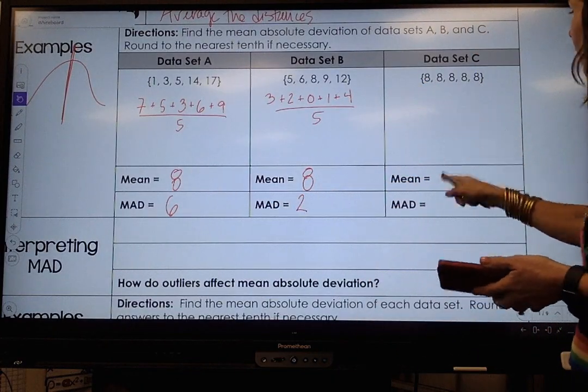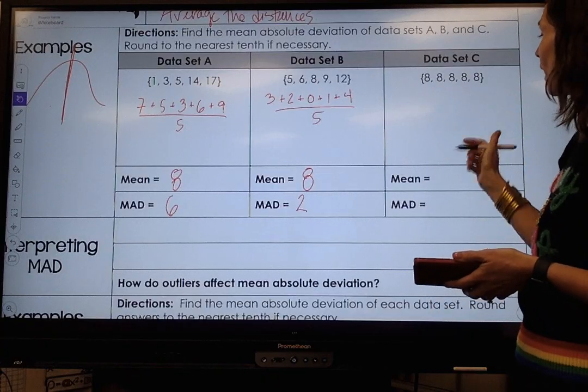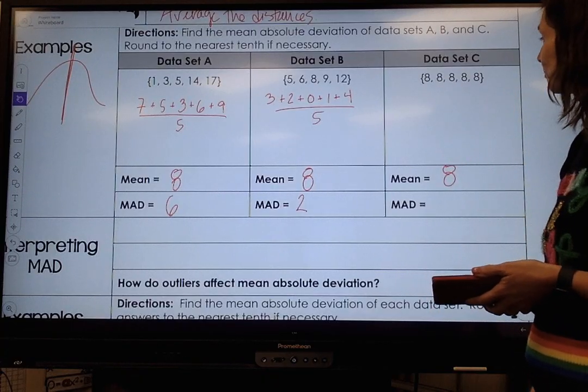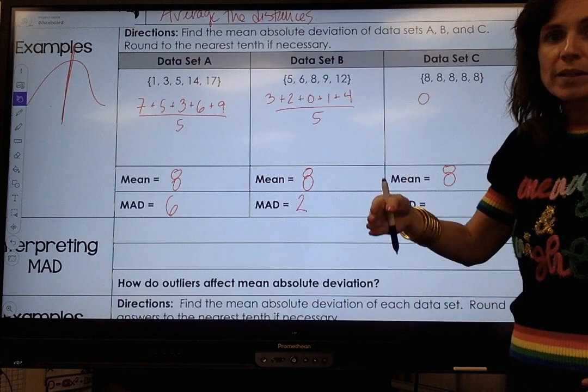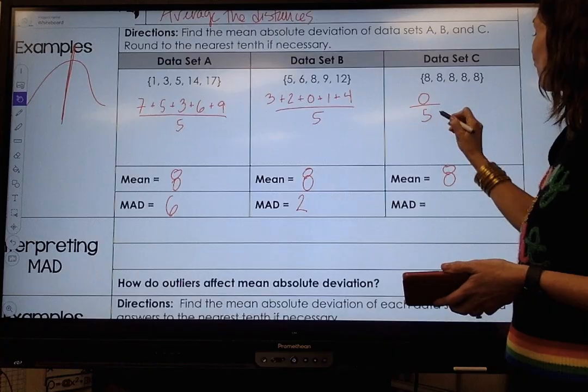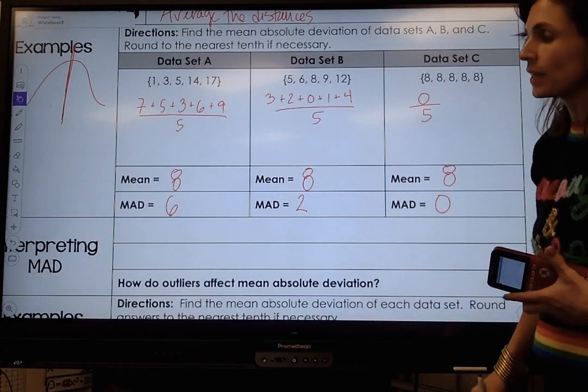And over here, look what happens. If I add them all up and divide by 5, I'm going to get a mean of 8. Well, what's the distance here? It's 0 plus 0 plus 0 plus 0. And 0 divided by 5 is a MAD score of 0.